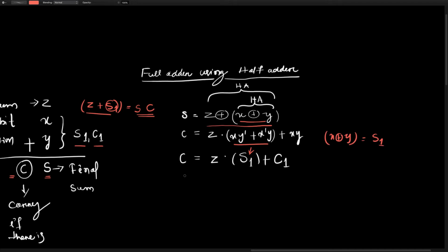In compact form you can write the overall carry as shown, where Z is the carry for that particular bit calculation, S1 is the summation of the first two bits, and C1 is the carry output from the first two bit calculation. So this is the concept of implementing a full adder using two half adders.